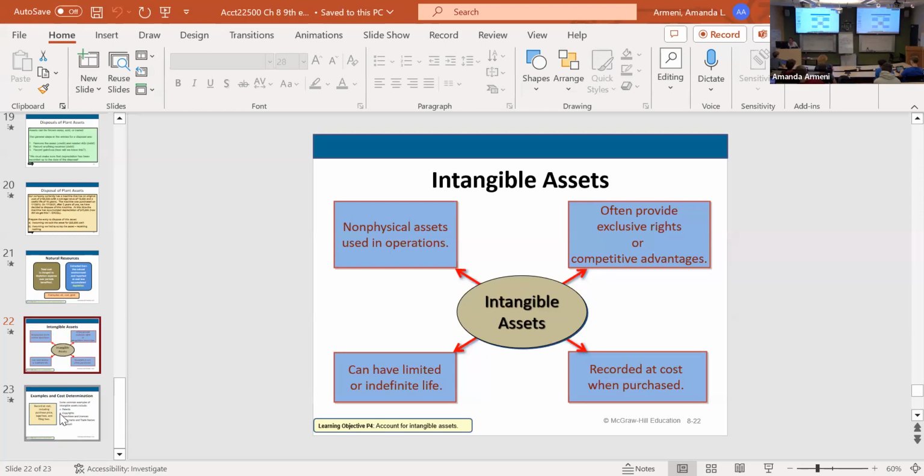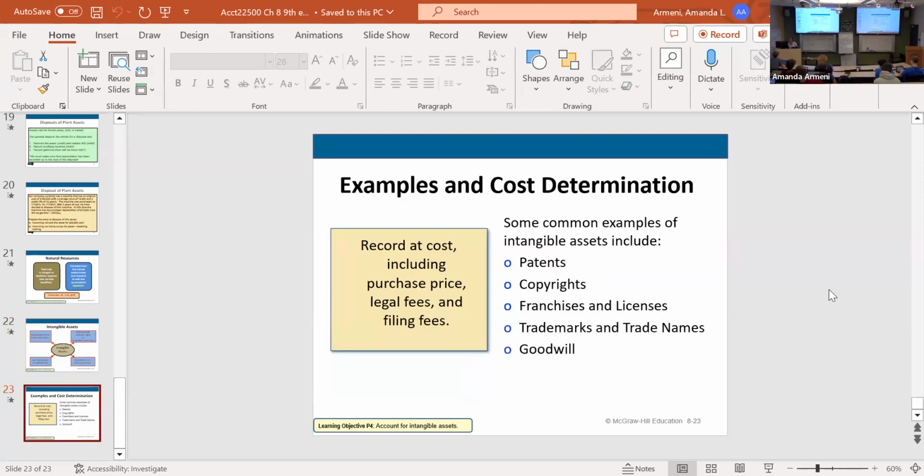We would, so some additional examples, franchises. So you can purchase a franchise.